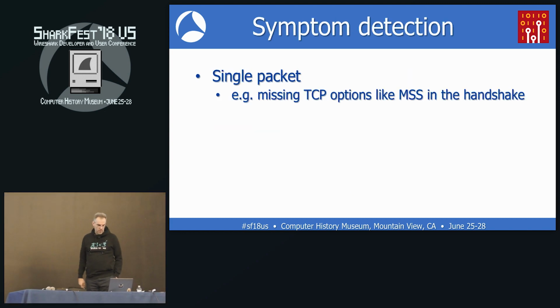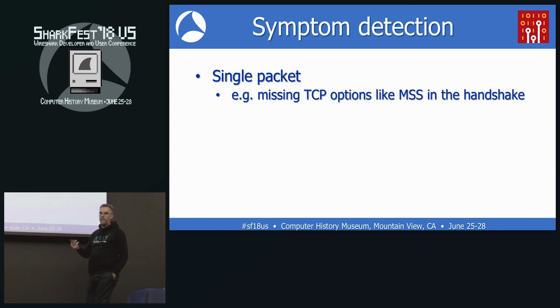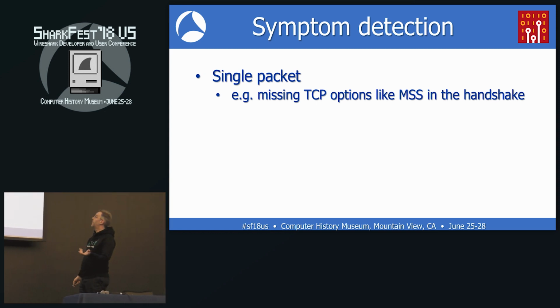So, the SACK edge box I already mentioned. Symptom detection: there are a couple of different symptom detection classes that you can have. One is where a single packet is enough to detect a symptom. For example, you have no MSS option in the handshake. It still happens, but it shouldn't.